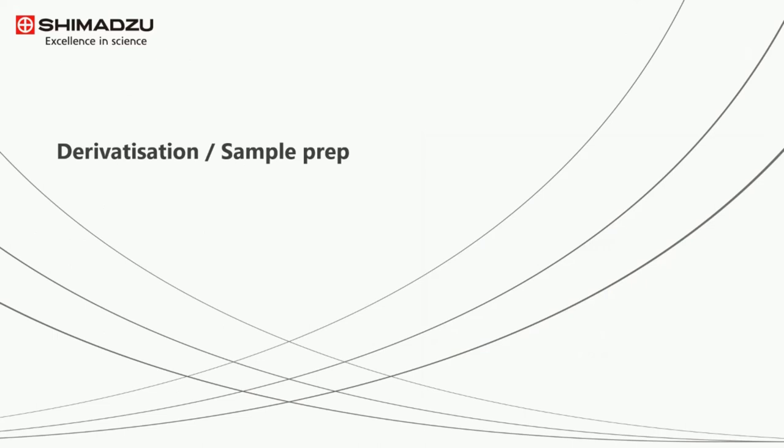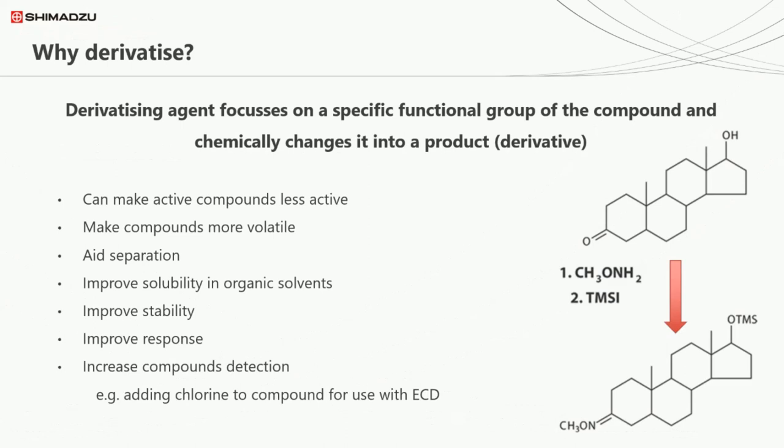That leads us on to thinking about derivatisation and sample preparation. If you feel that your sample contains components that are not suitable for GC, modifying them before injection may provide better options for method development. Derivatisation is a technique that chemically changes a component's functional group or groups to form a derivative of the original compound. There are a number of reasons why we might do this.